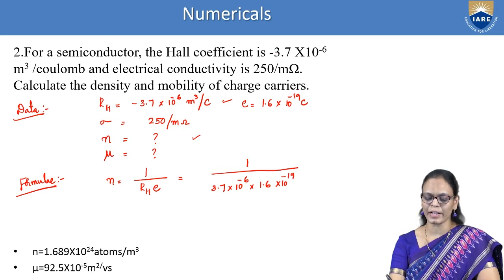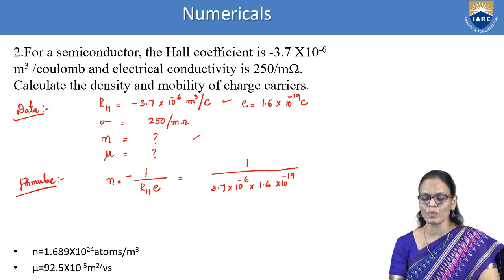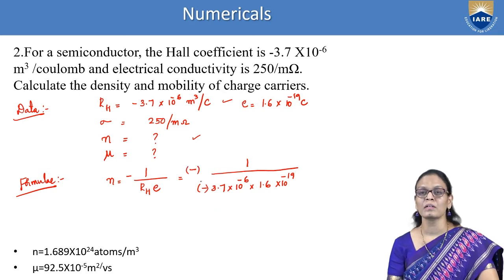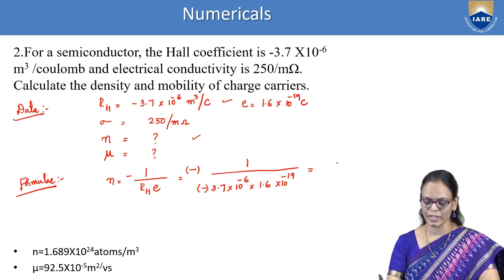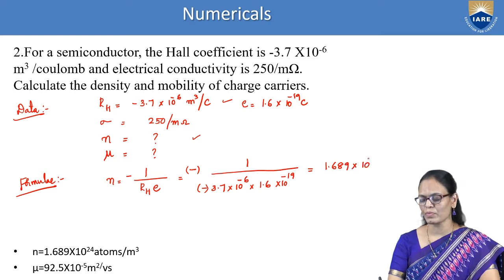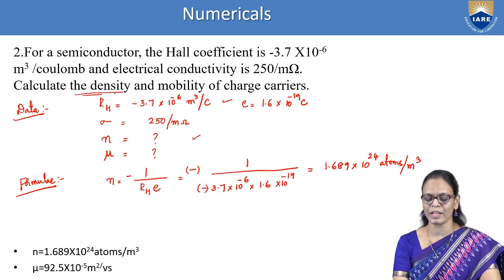See here I am neglecting this minus because actually we have to write N is equal to minus 1 upon RH into E. So we have a minus here, we have a minus here. So I have written it as plus. Otherwise you may denote both the minuses here and then simplify, you get 1.689 into 10 power 24 per meter cube. So this is giving us the charge carrier density.